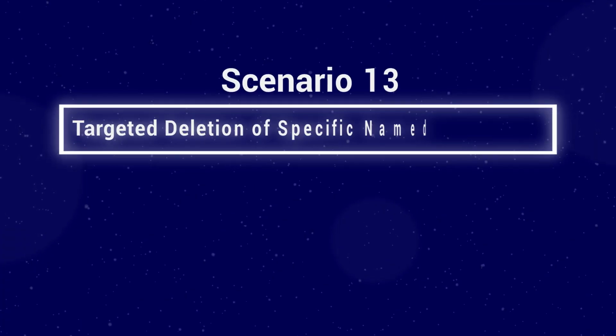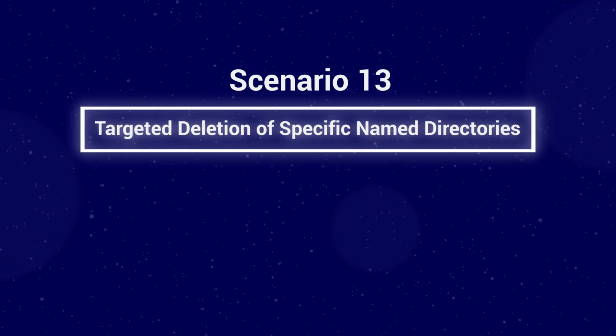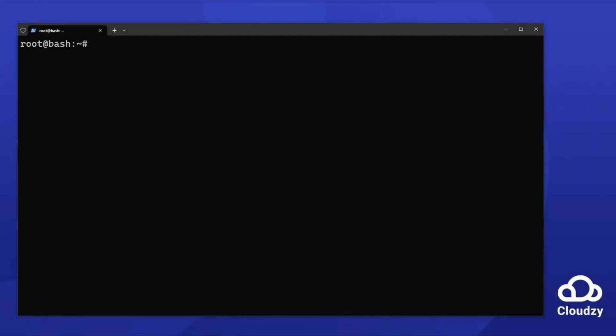Scenario 13. Targeted deletion of specific named directories. To manage directories by name, we create multiple directories named dir, scattered across our project using mkdir -p test/dir test/another/dir. We then find and delete these directories using find . -type d -iname dir -delete, showcasing targeted directory management.